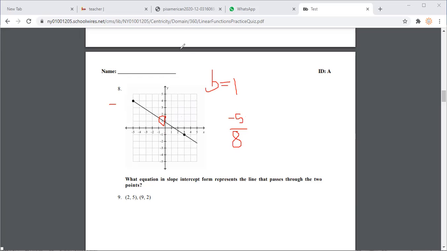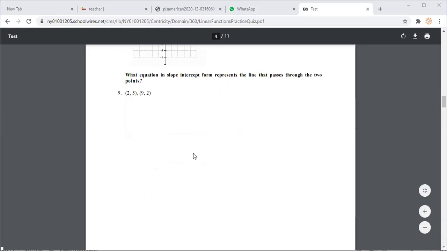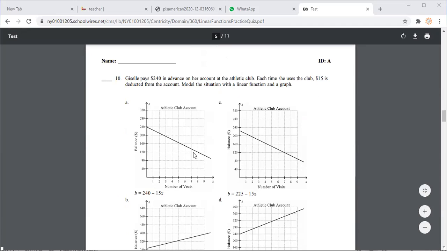So how will we write the equation now? It will be y equals -5/8 x plus 1. Because we already have the y-intercept, 1, in front of us in the graph, we don't need to go back and substitute to find the y-intercept. Any questions so far to this point? So you have different questions like this.